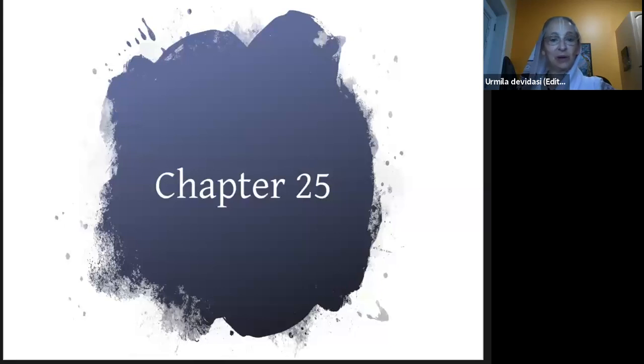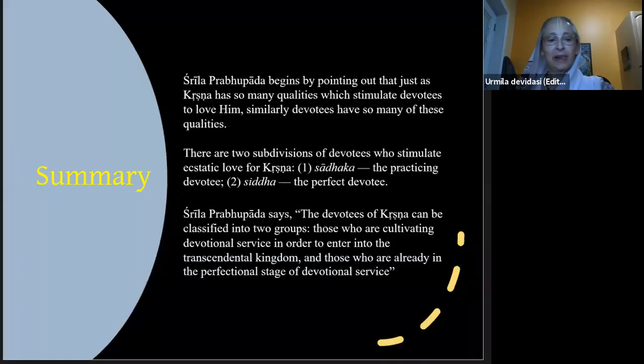Now we're going to look at chapter 25. And here's a summary. Srila Prabhupada begins by saying that even though Krishna has so many qualities, so do the devotees. And he says there are two categories, sadhakas and siddhas.